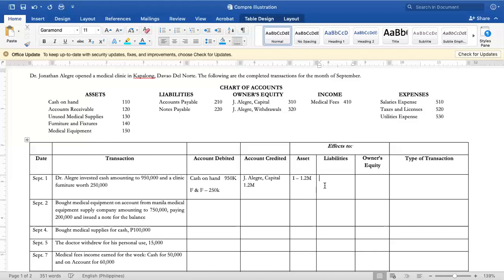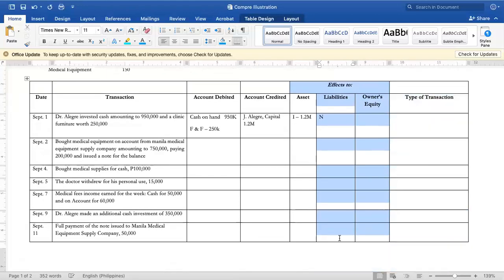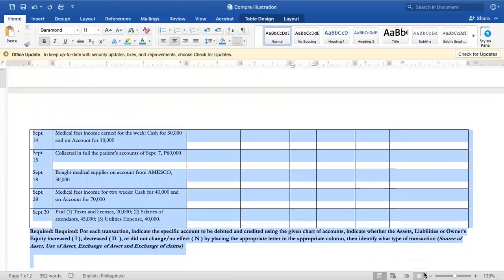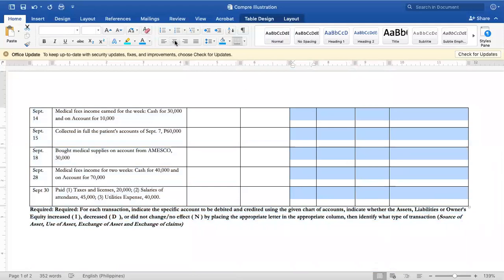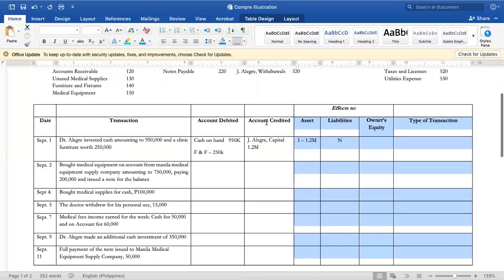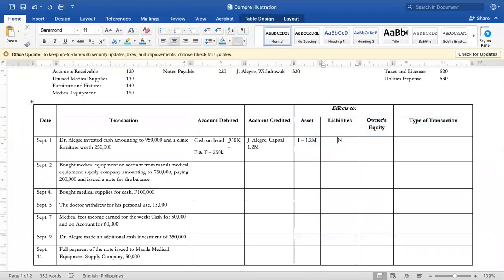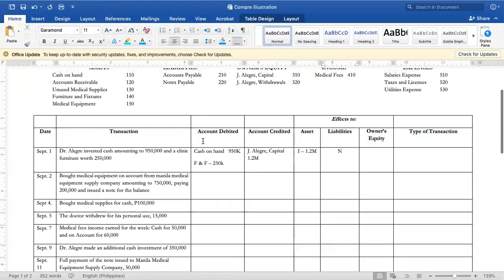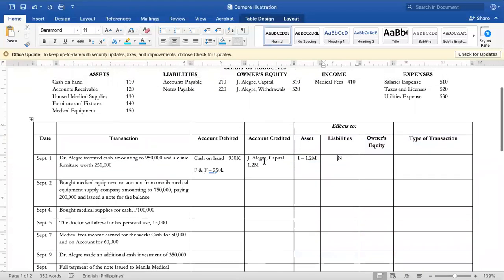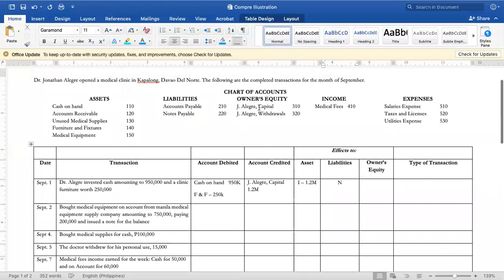How about liabilities? Na may effect sa liabilities? The answer is no. No effect. Okay, the answer is no effect. Why? Because, di ba, ang imong gidebit nga account, these are all assets. And you credited an owner's equity account. Therefore, wala liability. Wala naapektuhan ang liability.